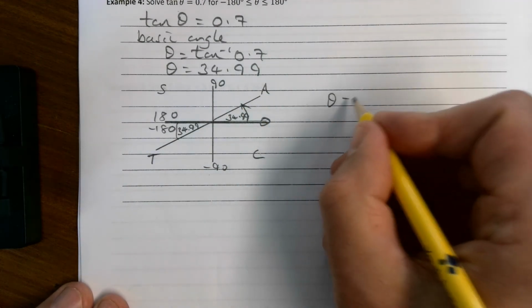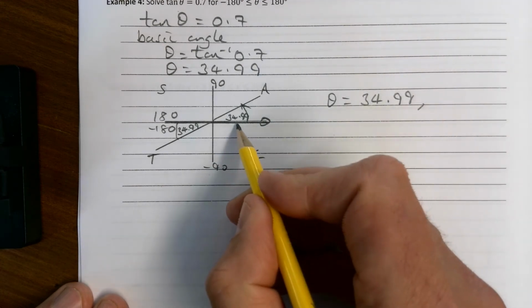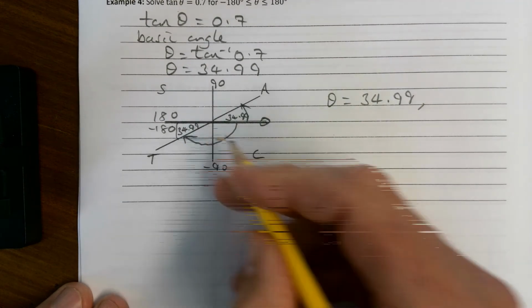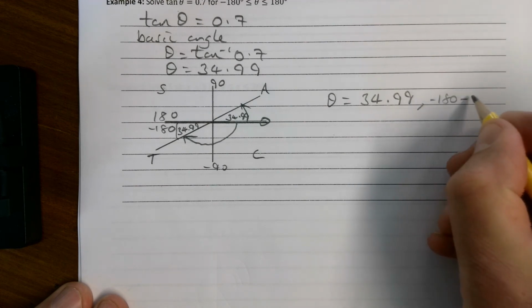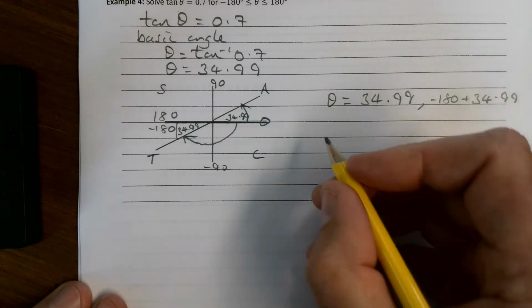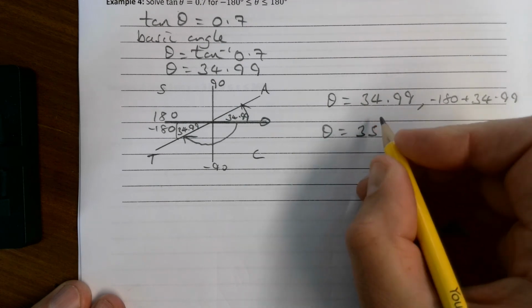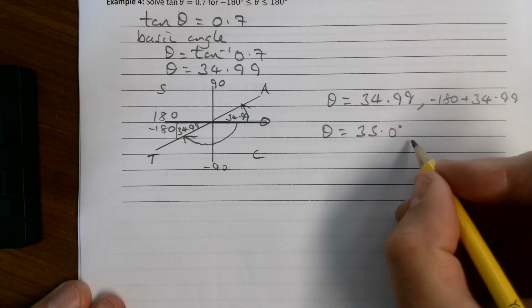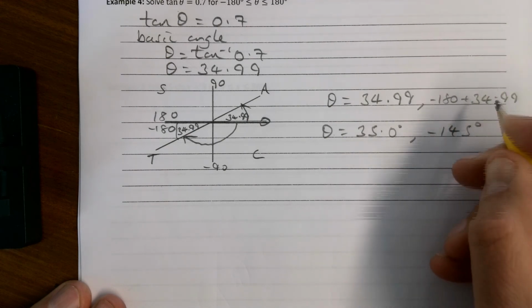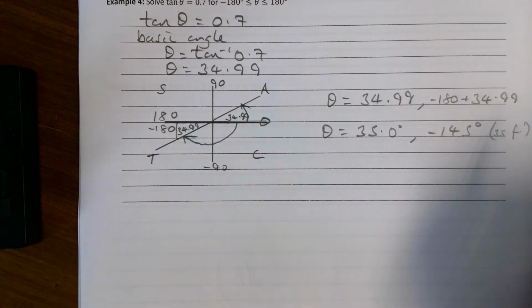So theta is 34.99, and the other one then is this angle here. So how are we going to work that out? That's going to be minus 180 plus 34.99. So my two angles then are theta is 35.0 degrees, to three significant figures, and then if you work that out, it's going to be minus 145 degrees. So both of those are in the three significant figures.